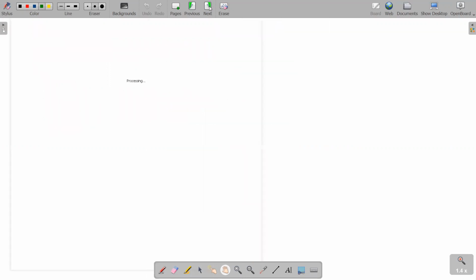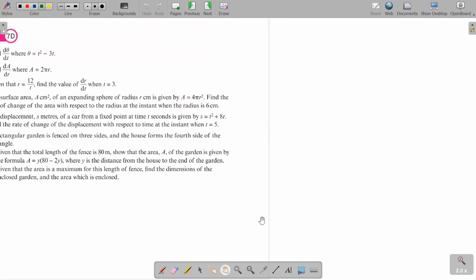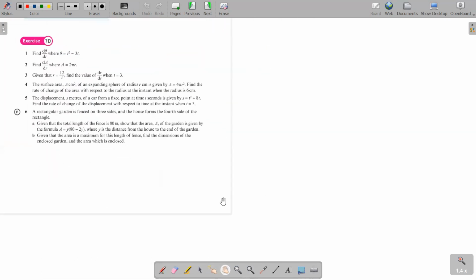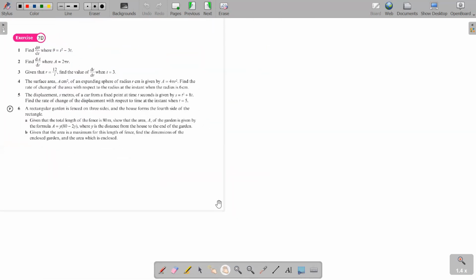Okay, so what we'll do is we'll directly do it with the sums. I'll directly teach you how to do this from the sums. Look at the first question in exercise 7D. Exercise 7D first question, they tell you find dθ/dt where θ equals t² minus 3t. Okay, this is not a big sum. This is actually a small thing to do here.